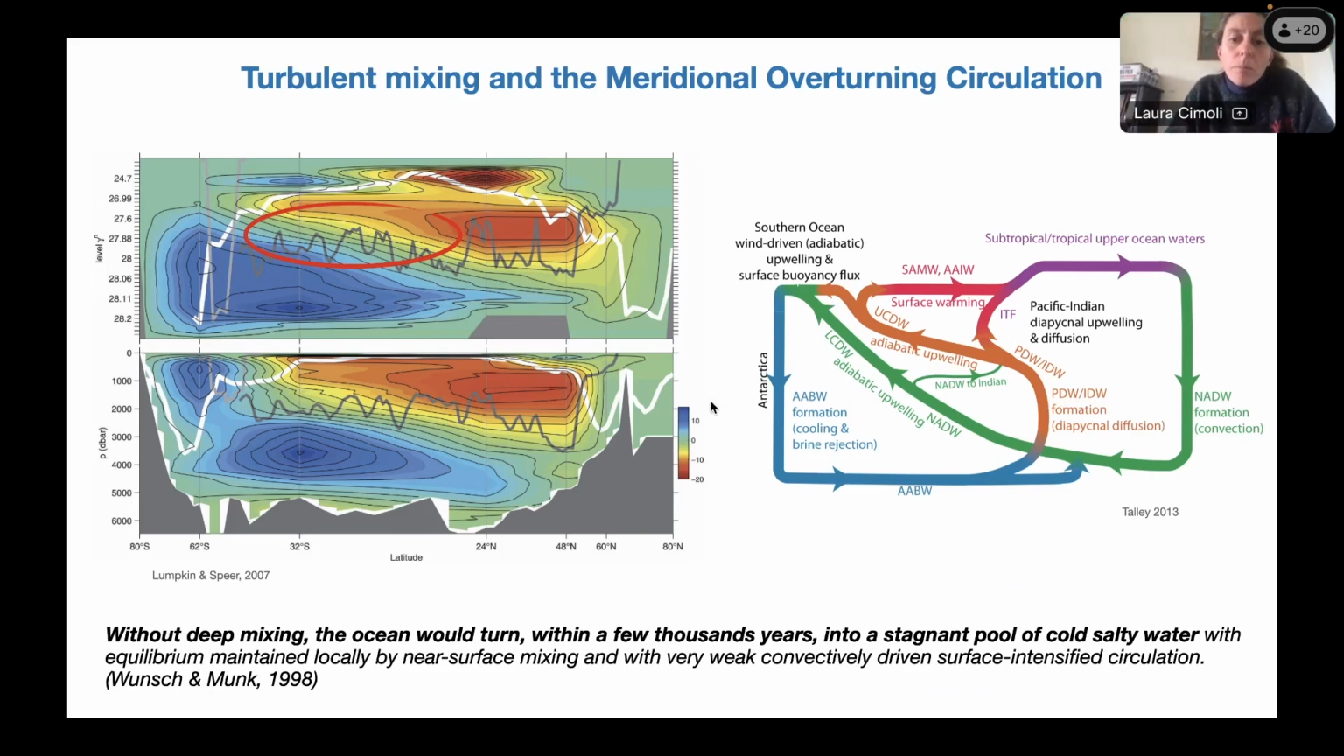So the main point is that diapycnal mixing plays a key role in regulating the strength of the lower limb, in particular in the Indo-Pacific Ocean, on centennial to millennial timescales. And if you wish to quote the Abyssal Recipes 2 paper: without mixing, the ocean would turn in a few thousand years into a stagnant pool of cold, salty water.